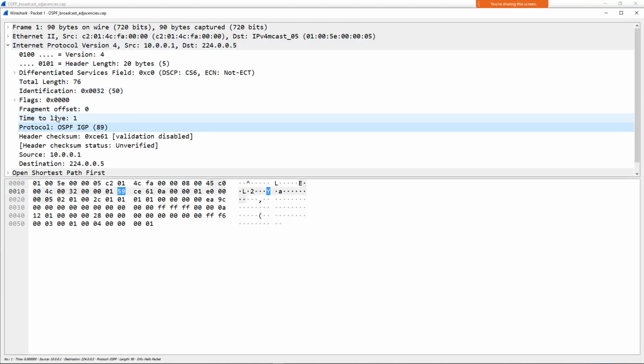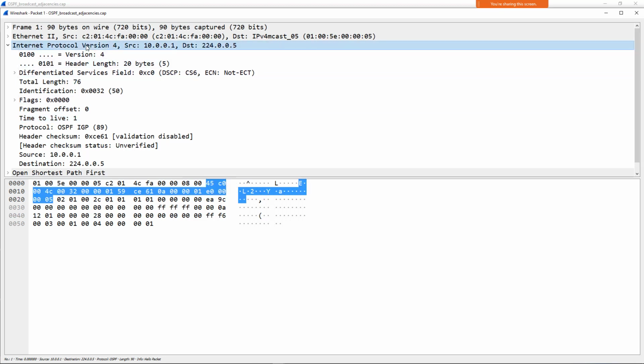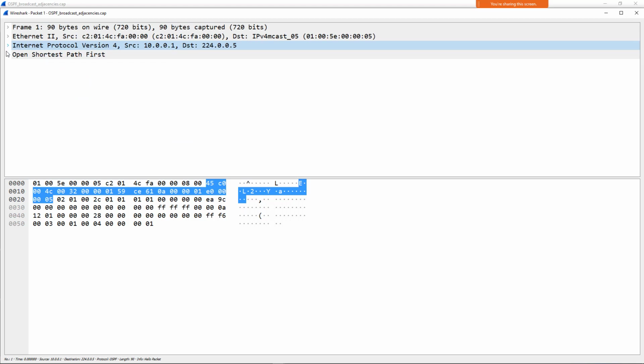Also notice the time to live is 1. Any multicast address that starts with 224 is going to by default have a TTL of 1. These are non-routable, well-known multicast addresses. You can potentially override that behavior and change it to make it routable, but most of the well-known multicast addresses, the ones that start with 224, are going to be link local scope. So what does this hello packet look like in OSPF?